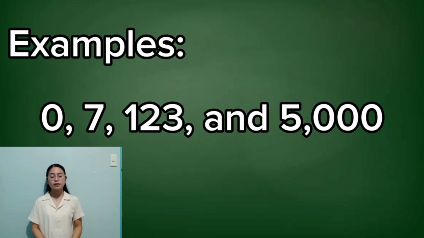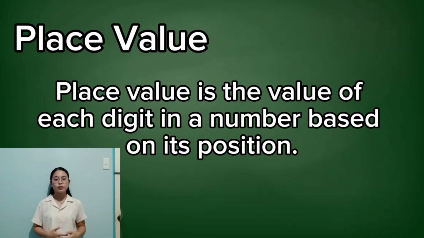0, 7, 123, and 5,000. Remember, they do not have any decimal points or negative values. Now that we know what whole numbers are, let's move on to place values. Place value helps us understand the value of each digit in a number based on its position. Let's break down the different place values in a number.